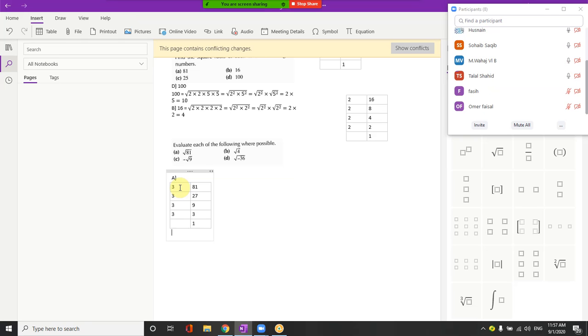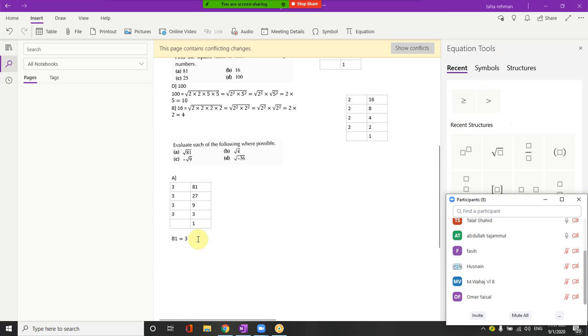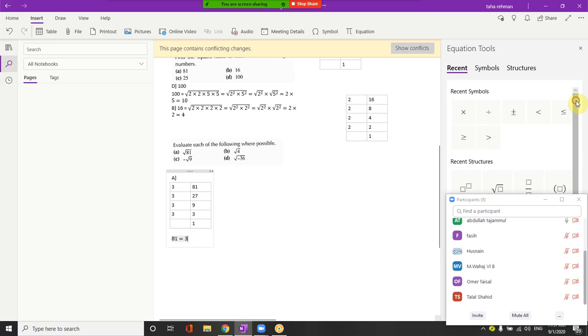It means the prime factors of 81 are 3 multiplied by 3, multiplied by 3, multiplied by 3. Very good. Got it?